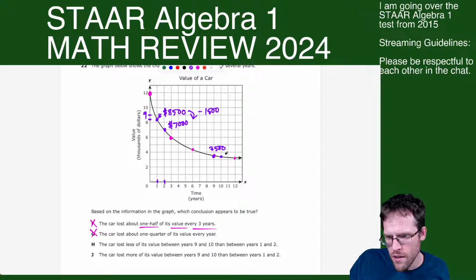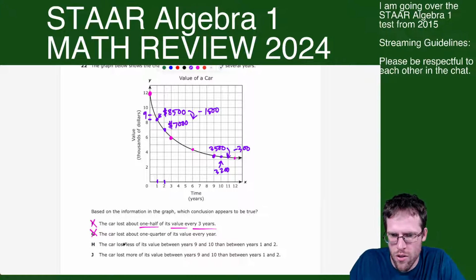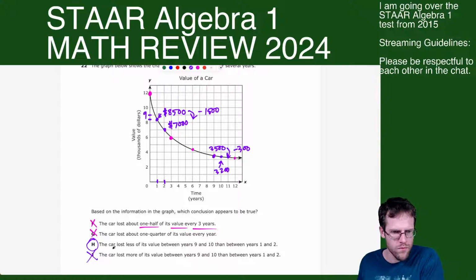And then year 10, maybe we're at 3,200. So this is a drop of $300, minus 300, which means it lost less of its value. So the car lost less of its value between years 9 and 10 than between years 1 and 2, definitely. And this says the opposite, which is not true. Okay, so H for 22.